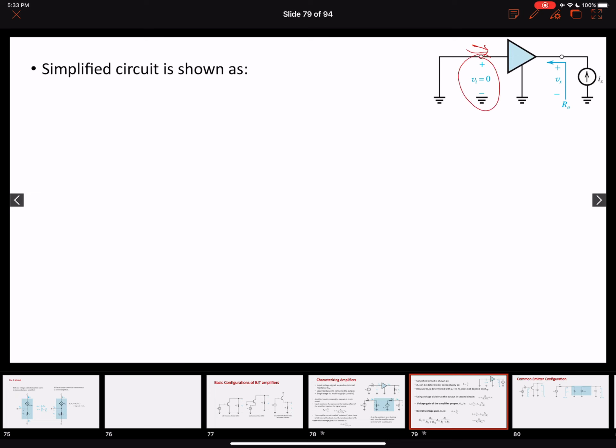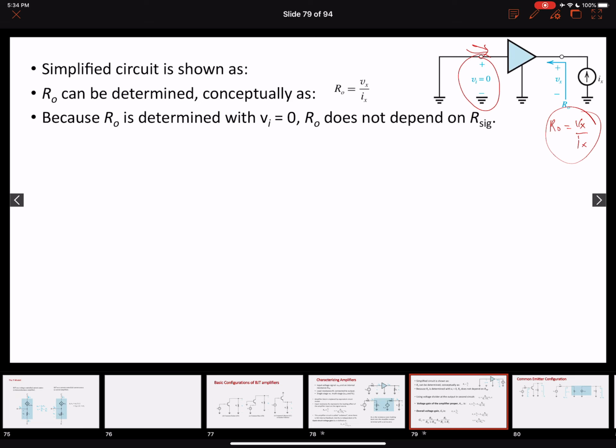So you can easily find out this R naught by Vx over Ix. We are going to use this concept again in the lecture today to find out the output resistances of the amplifiers. We discussed all of these things in a lot of detail earlier.